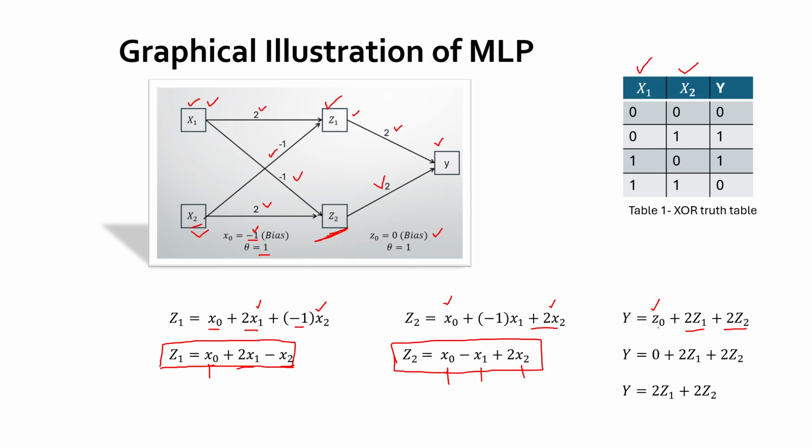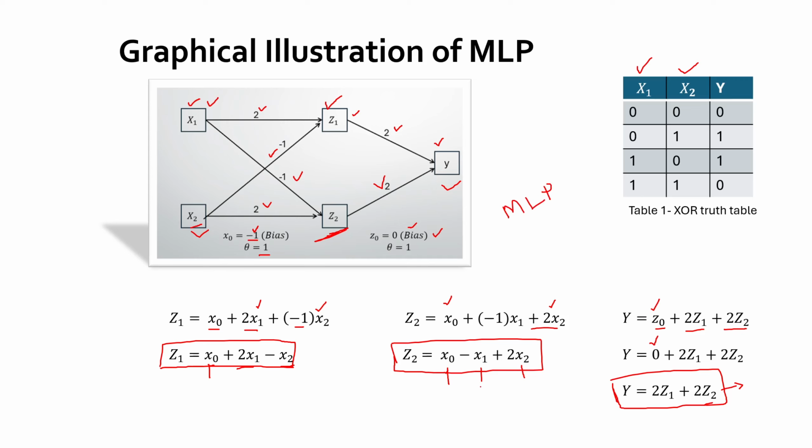After simplifying it, z0, the bias, has a value of 0. So when its value is put in, it is 0 plus 2 of z1 plus 2 of z2, then it becomes 2 of z1 plus 2 of z2. With this equation, the weighted summation at the output layer node y will be calculated, and then a thresholding function will be applied to it, and finally the output will be generated from this multi-layer perceptron.